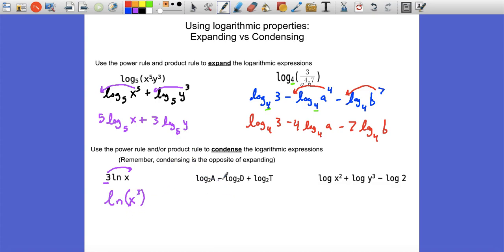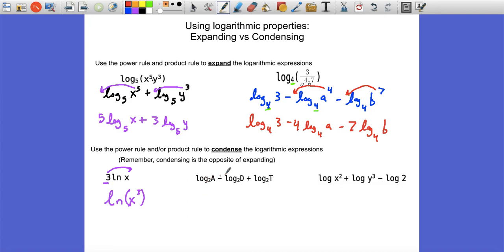Okay, next. Here, I have a bunch of terms. Some are added, some are subtracted. When we have this, first we want to use the power rule. So power rule would be first. None of these have coefficients, so there is no power rule for this one. But we would want to first use the power rule for this kind of problem.